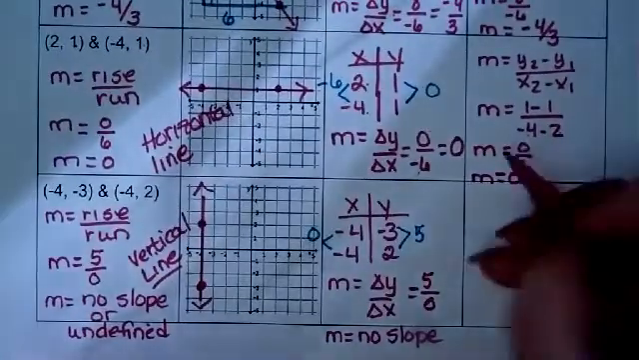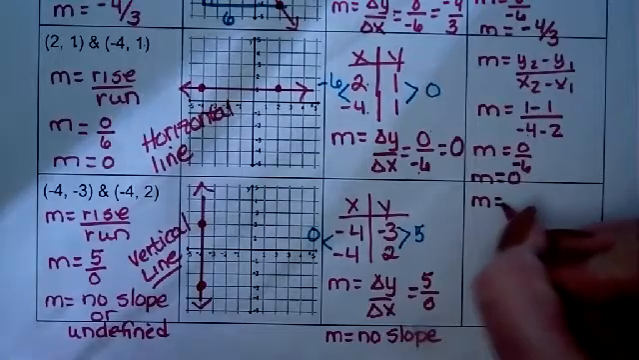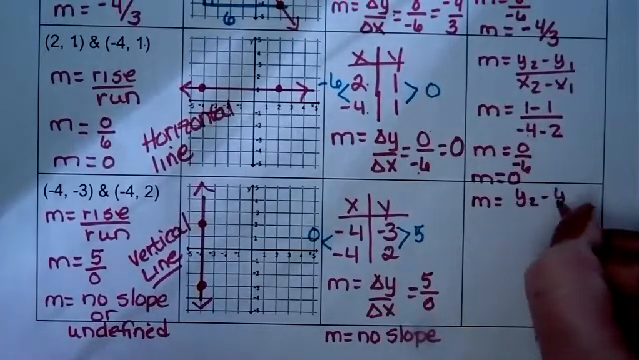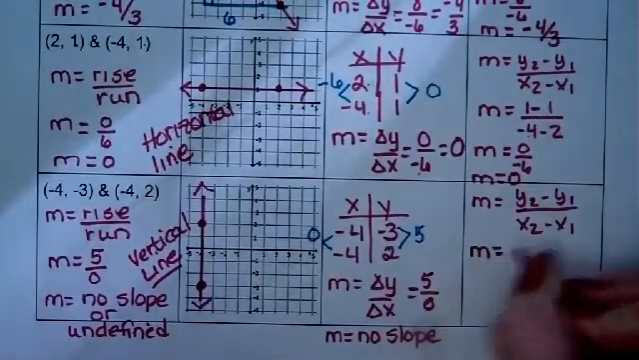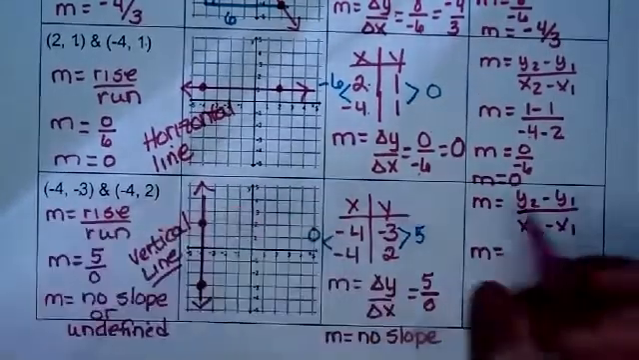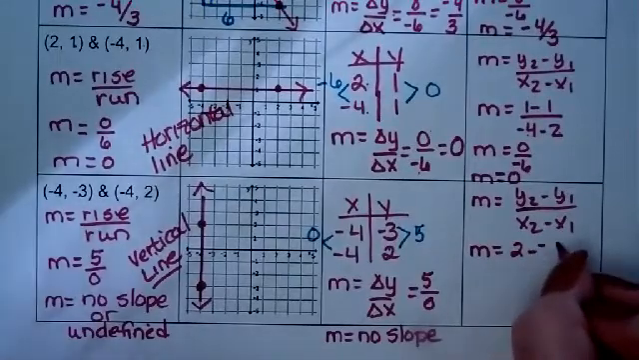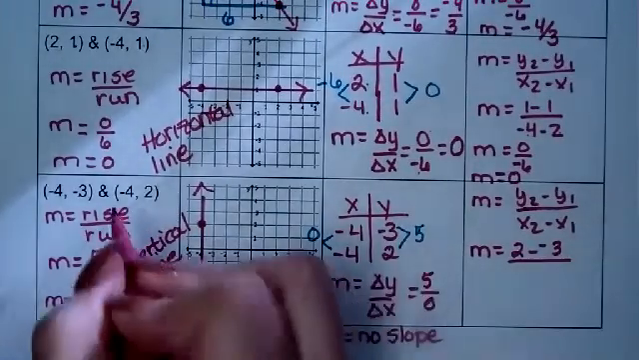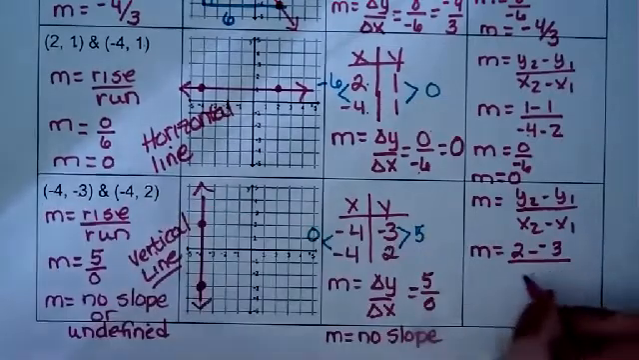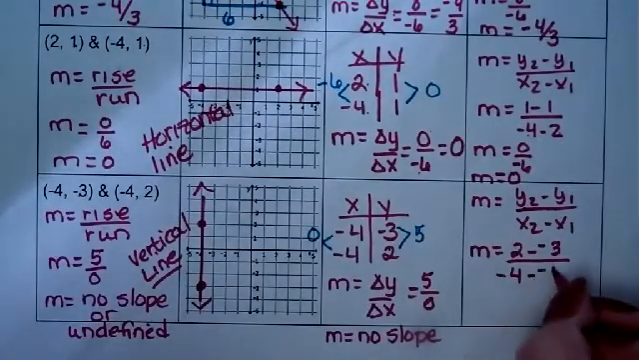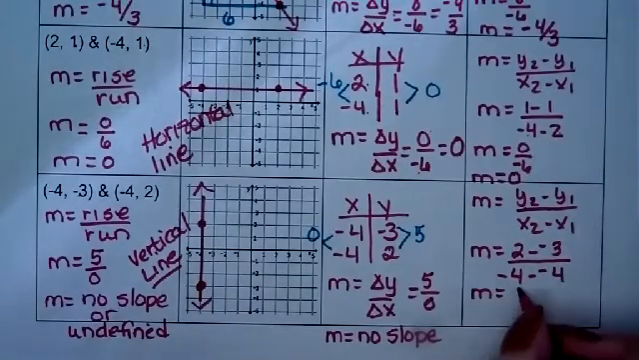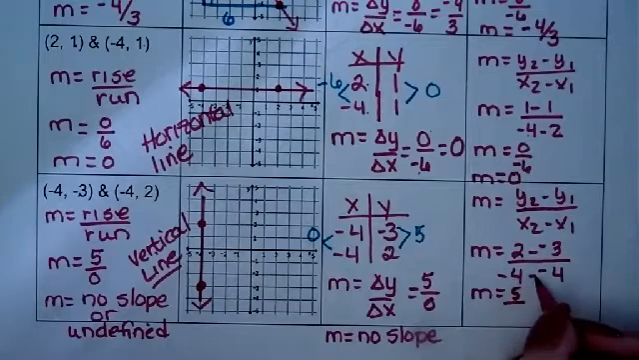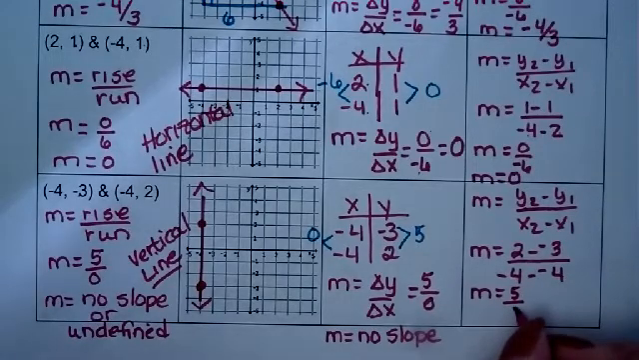Okay, now let's look at our very last one. Okay. So this is our vertical. So we got M equals y sub 2 minus y sub 1 over x sub 2 minus x sub 1. Now let's put our numbers in. So we'll subtract our y's: 2 minus negative 3, like that. Subtract our x's: negative 4 minus negative 4. Now if we simplify, 2 minus negative 3, that's 2 plus 3, which is 5. Negative 4 plus 4, which is 0.